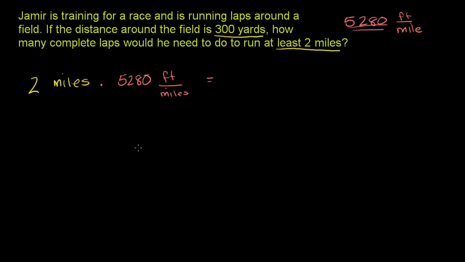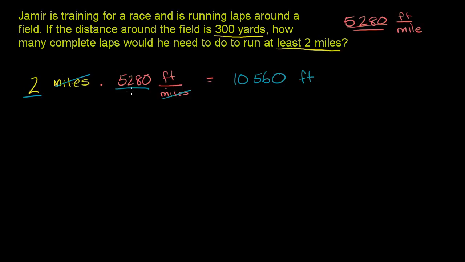So this is going to give us what? If we just multiply the numbers, 2 times 5,280. So what is that going to be? Maybe I should get a calculator out. Well, we could do that in our head. 2 times 80 is 160. 2 times 200 is 400. So it's going to be 400 plus 160, which is 560. And then 2 times 5,000 is 10,000. So it's 10,560. And then the miles cancel out, and we are just left with feet.